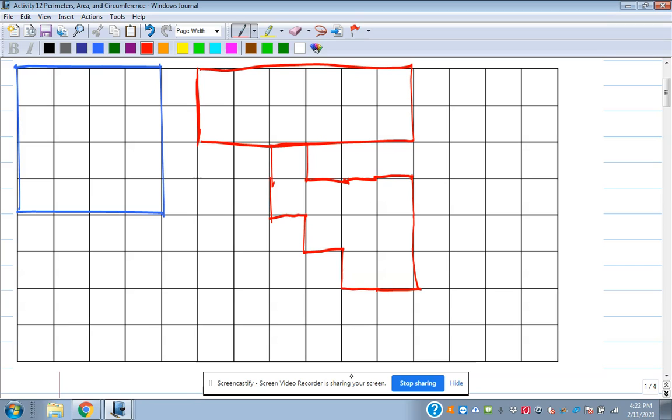One kind of the shape of one of our pentominoes, something weird shaped like that might be useful to do that perimeter out of. So 16 has got to be the perimeter. It's just got to be the measure of how around the outside. It doesn't necessarily have to be a square or a rectangle. It can be something else.